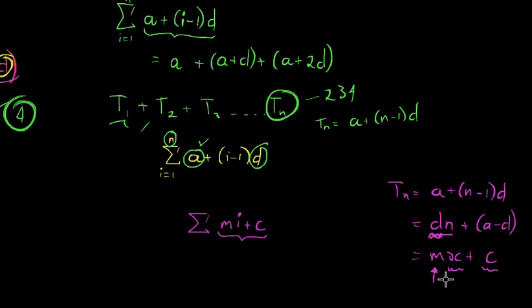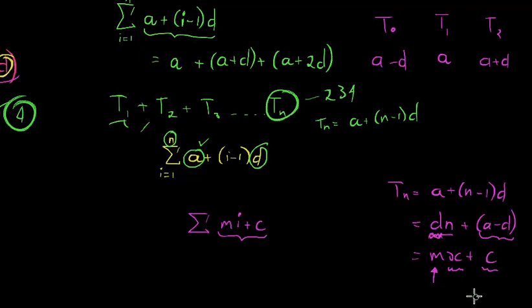But our n is never 0. We don't have a 0 term. But what we have is term 1, term 2. What is term 1? A. What is term 2? A plus D. If I had a term 0, if it was possible to have a term 0, what would term 0 be? A minus 1D.